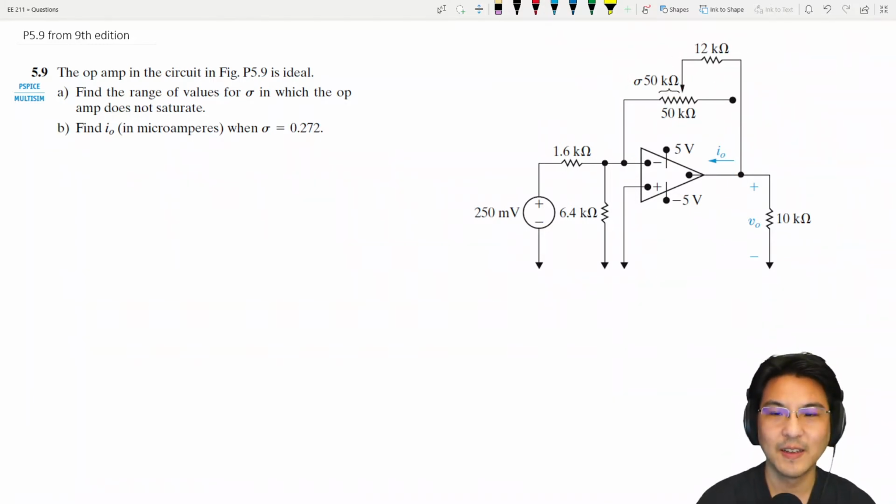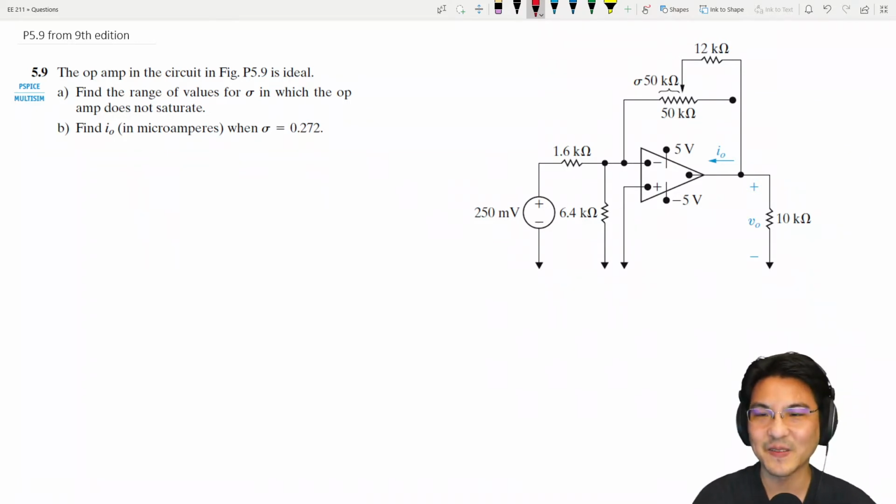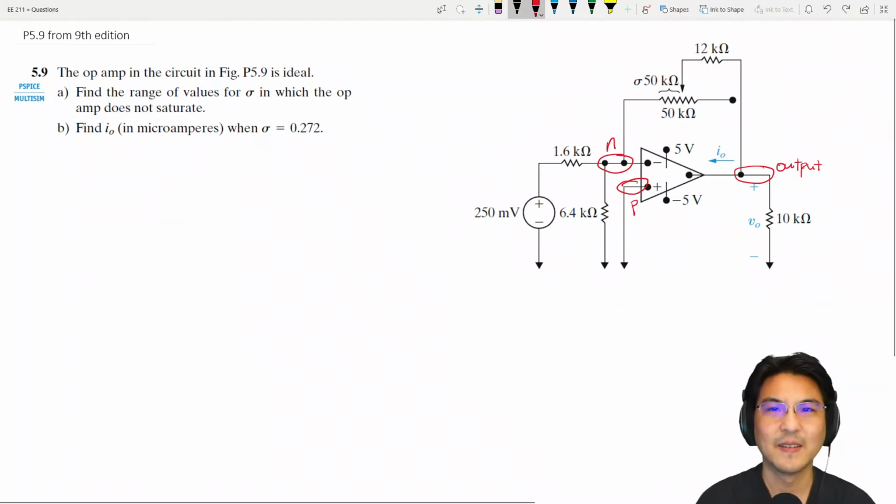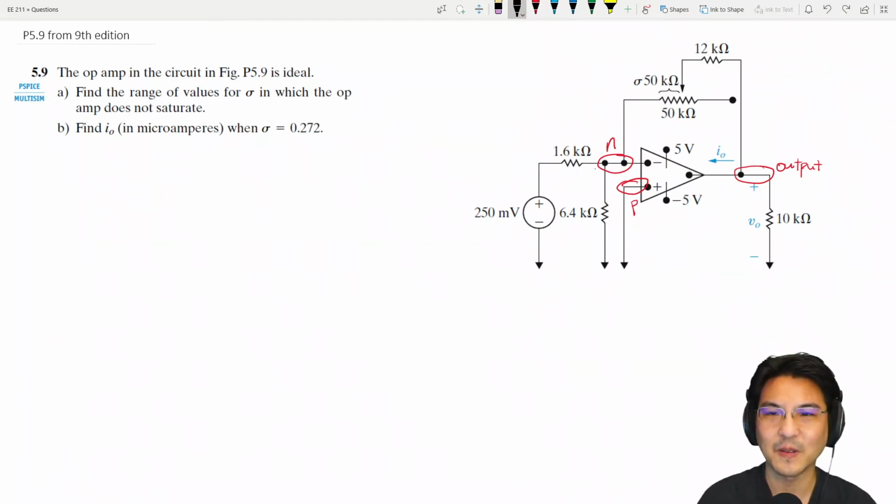Okay, so just make note of the technique to work on this. Right? Nothing to be intimidated. It's just the same old KCL, right? So if I call this node N, and this is node P, and this is our output node. Okay, so let's just write KCL for node N. Let's go this way.